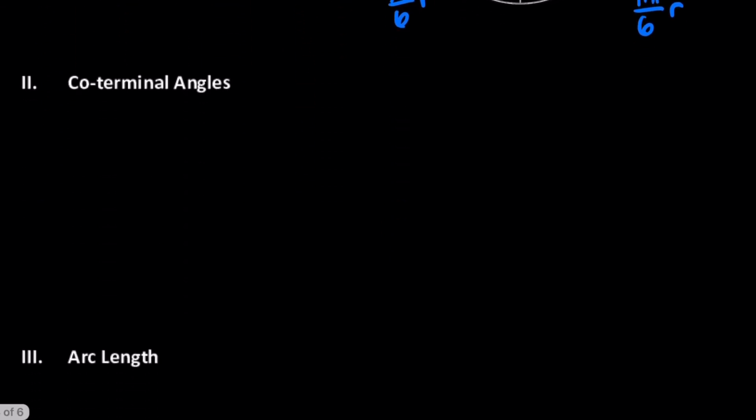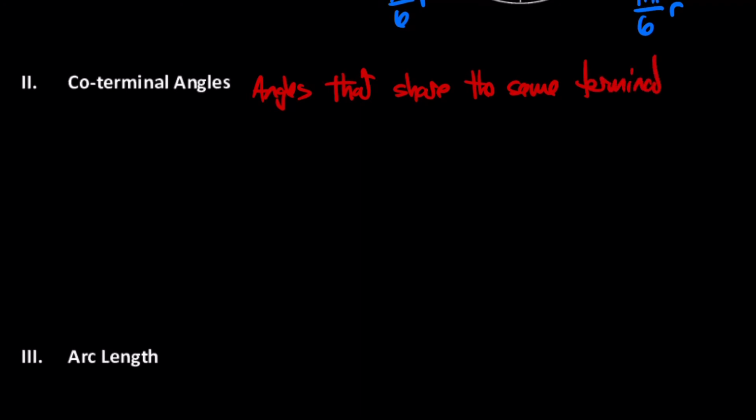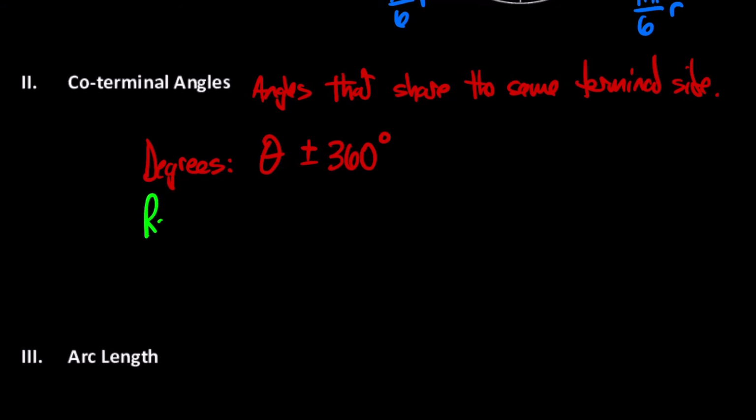Quick review, coterminal angles. Angles that share the same terminal side. How do we find it? Well, we've got now degrees and radians. So the way we find it in degrees is we take our angle theta and add or subtract 360 degrees. How we find it in radians, which will be a little bit more challenging for you guys, is we take our angle theta and we add or subtract 2 pi radians.